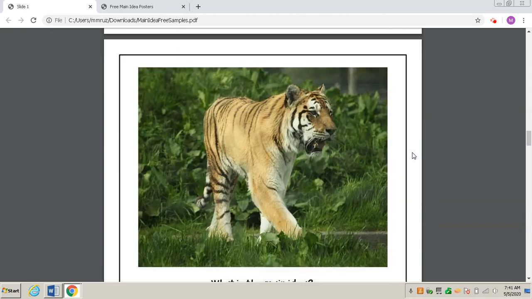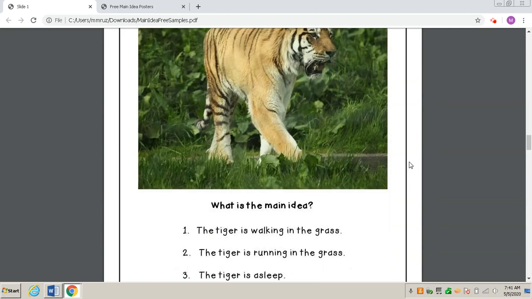Okay, kind of tricky. Let's take a look at this picture. What is happening in this picture? Think to yourself, what is happening? Tigers are quite a hot topic right now. What is going on with that tiger there? Is the tiger walking in the grass? Is the tiger running in the grass? Or is the tiger asleep? What do you think the main idea of this picture is?